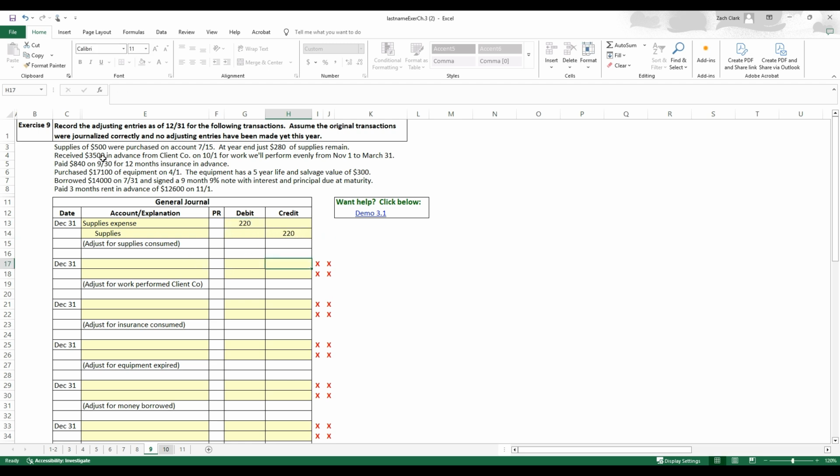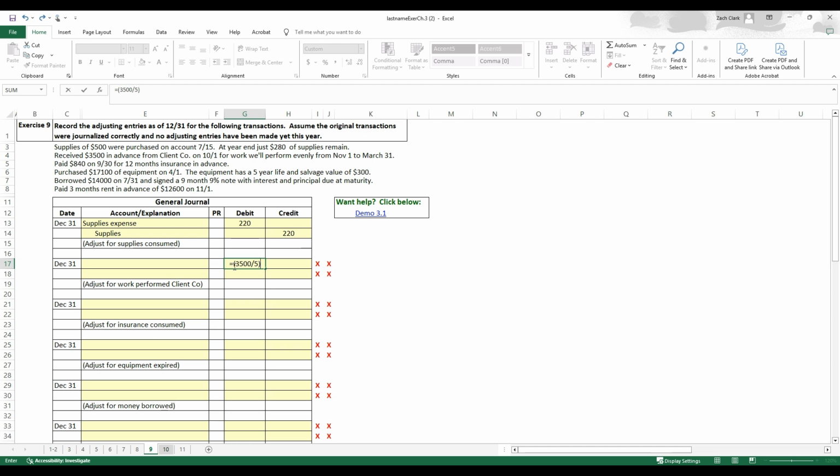Okay, we received $3,500 in advance for work that we will perform evenly from November 1st to March 31st. So originally we recorded under revenue, and it's how many months? So I guess let's just do some formula. You can use Excel here to answer all these questions for us. So 3,500 represents November, December, January, February, March. So 5 months. So 3,500 divided by 5, basically.